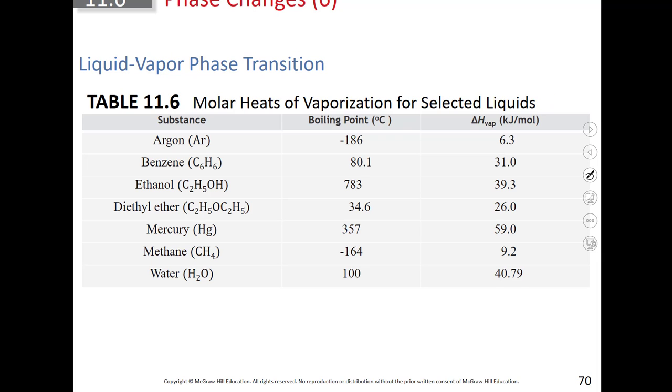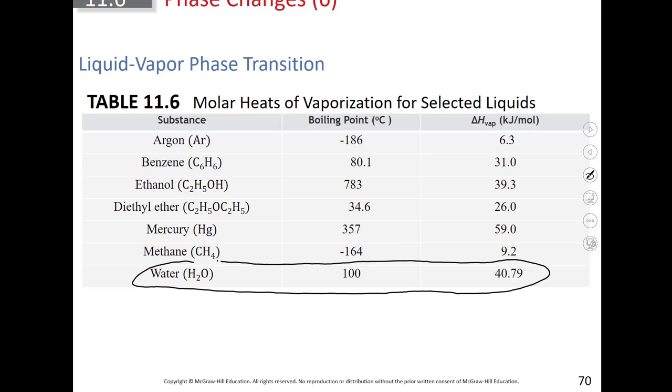So the boiling points and delta heats of vaporization of common substances. There's water on the bottom. Of course, 100 degrees Celsius is the normal boiling point. Its molar heat of vaporization is 40.79 kilojoules per mole. That's a huge number because that's in kilojoules. That's 40,790 joules. That's a big number. And that's just for 1 mole of water.